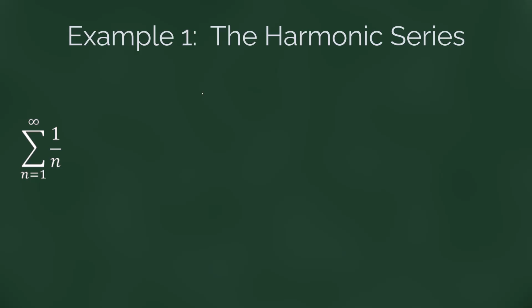You might recall that when we look at this series and we attempt to use the divergence test, we found that that test was inconclusive. If we take the limit as n approaches infinity of 1 over n, we get 0. But in the case of the divergence test, that doesn't tell us anything. So what we want to do now is use the integral test.